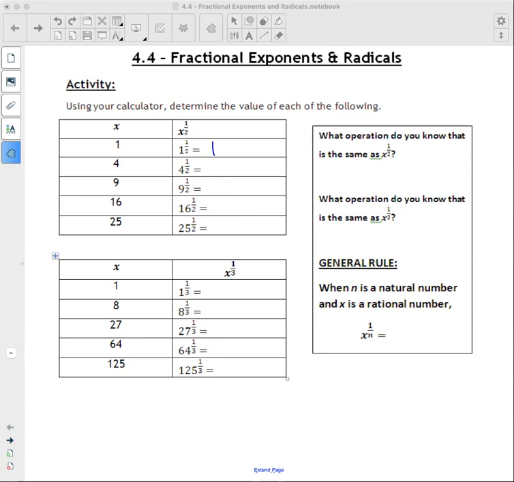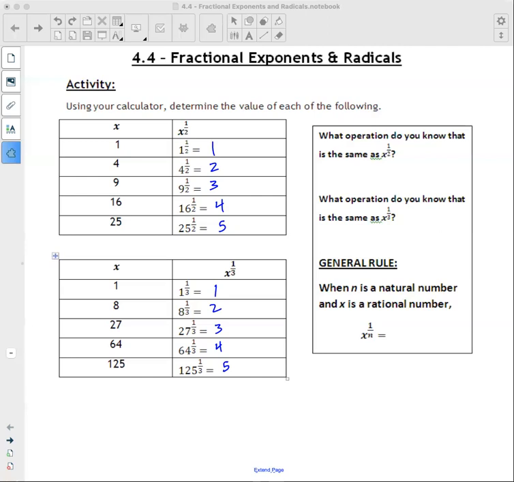Okay, so 4 to the exponent 1 over 2 is equal to 2. 9 to the exponent 1 over 2 is equal to 3, then 4, and 5. 1 to the exponent 1 over 3 is equal to 1. 8 to the exponent 1 over 3 is equal to 2, then 3, 4, and 5. Hopefully at this point you're like, I recognize these. These are the cube roots of the numbers that we're taking the exponent of 1/3, or the square roots of the numbers that we're taking the exponent of 1/2.